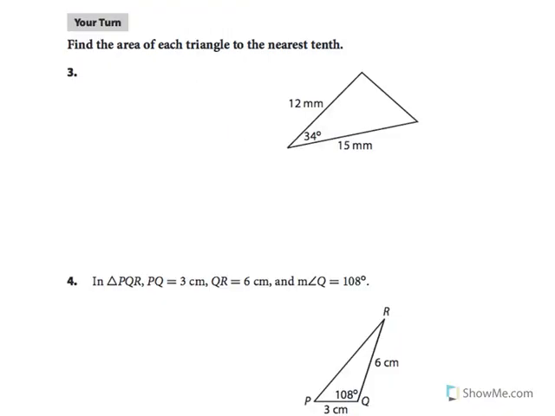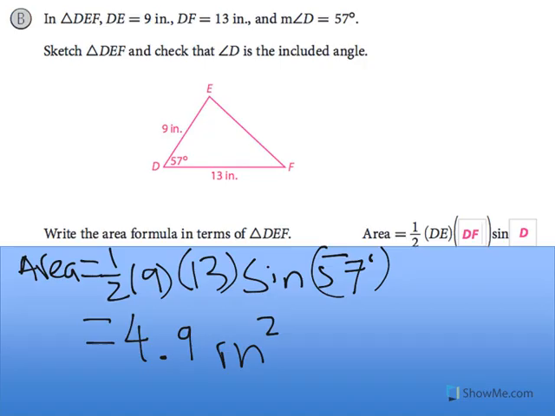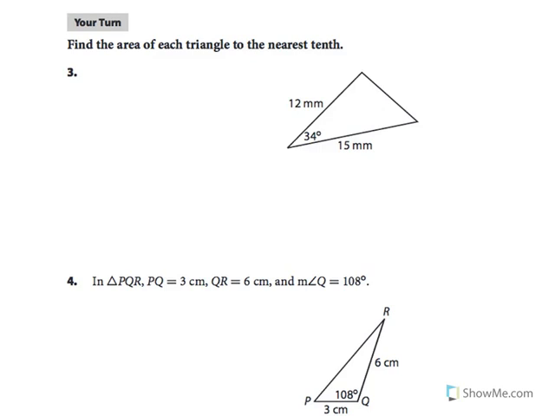Right, okay, let's go on to number 3. I'm going to have you try these two on your own, and I'll give you the answer in a minute. Let's go back to this one here. I think I made a mistake, so let's change this: 0.5 times 9 times 13 times sine of 57. This gives us 49.06 inches squared.